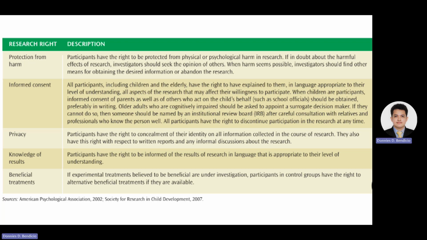So overall, these examples illustrate different ethical considerations in developmental psychology, including ensuring protection of participants from harm, obtaining informed consent, safeguarding privacy, handling knowledge of research results, and providing beneficial treatments when appropriate. Researchers and ethics review boards carefully assess and address these concerns to conduct ethical and responsible research in the field.